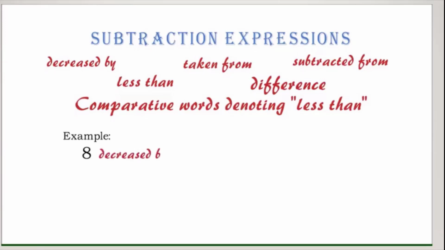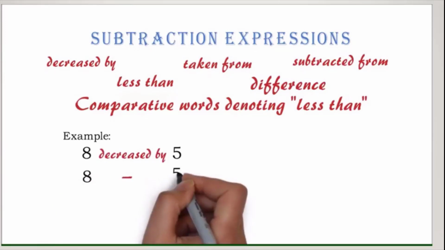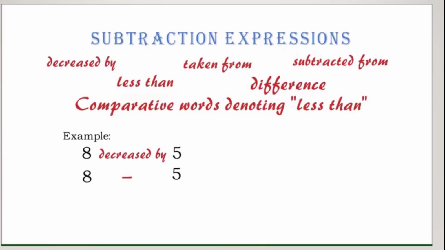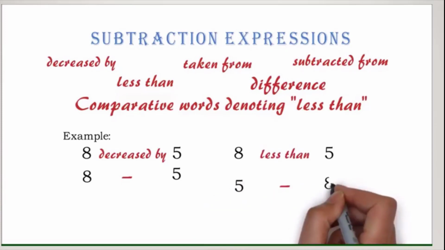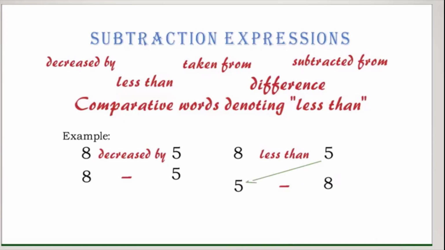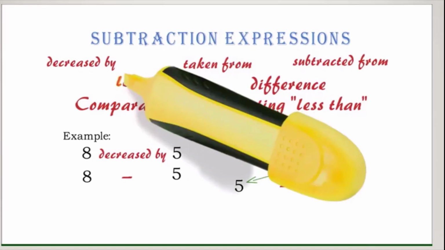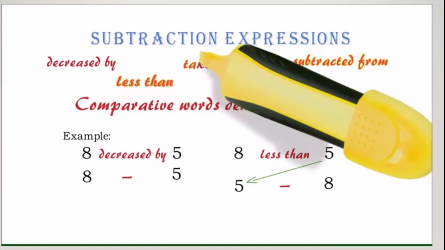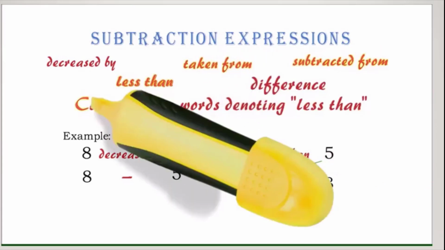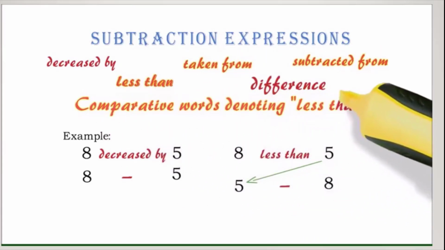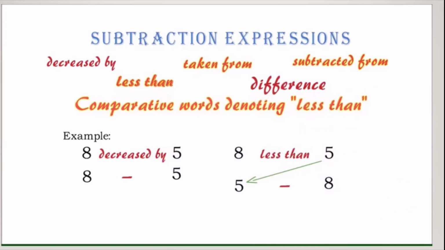If we have 8 decreased by 5, this is 8 minus 5. This is straightforward. But if you have less than, the second number is written first, or we can say it's written backwards. So 8 less than 5 is 5 minus 8. Notice we had the 5 first. We say that for addition, order doesn't matter. For subtraction, if you have less than, subtracted from, taken from, or any of the comparative words that denote less than, we write the second number first.